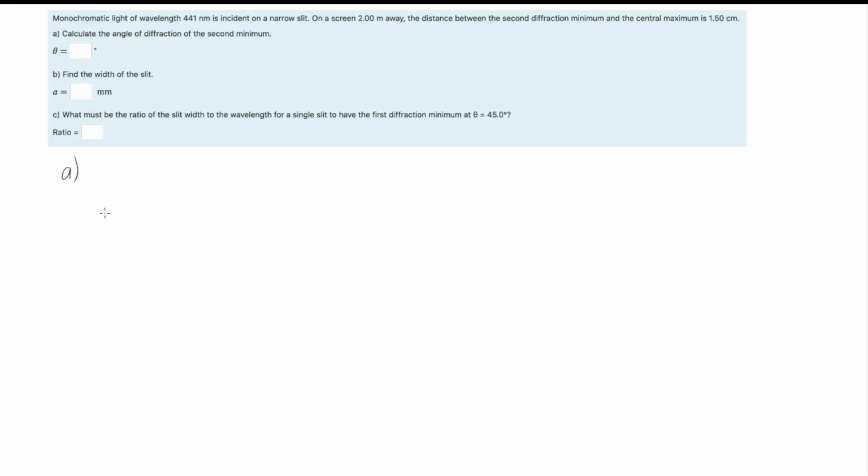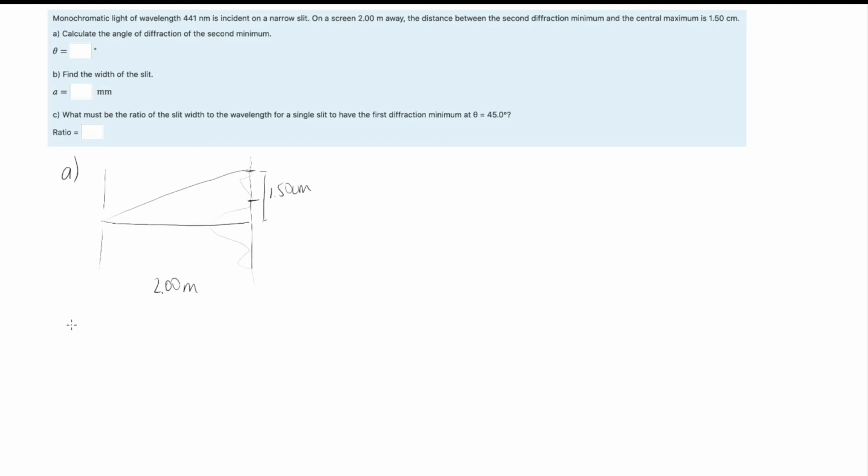Okay, so our screen is 2 meters away. Here's our slit. This is 2 meters. Now we have our pattern that looks something like this. So our second minimum, so this would be our first minimum. Our second minimum's up here somewhere. And this distance here is our 1.50 centimeters.